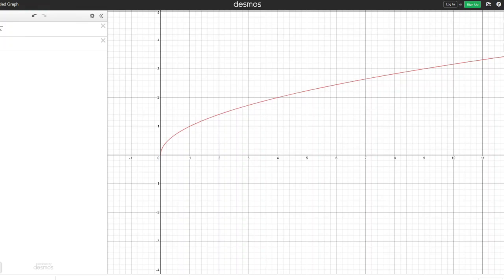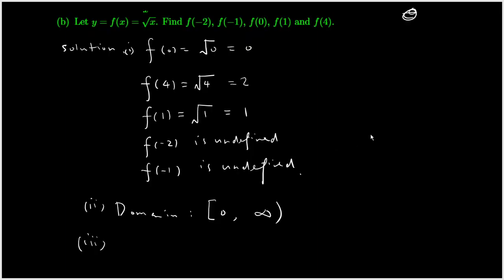Okay. After getting the graph, we can identify the range of the function. I just showed you the graph. And then the range of the function, the interval notation again, is also from 0 to infinity, right? Okay, we have answered the 4 questions for this particular power function.